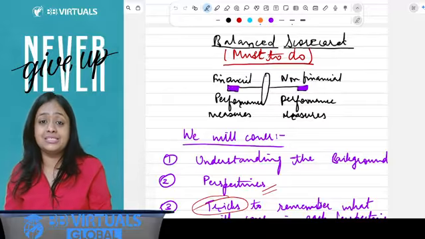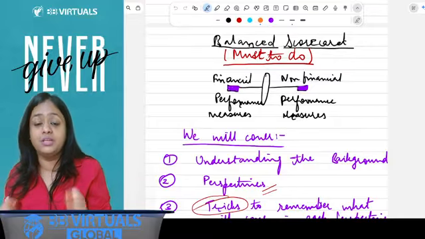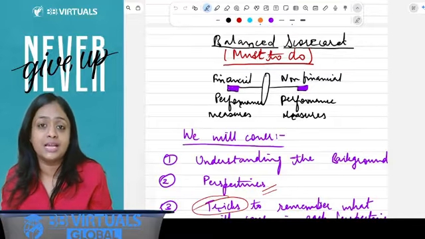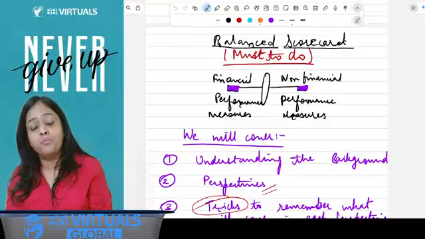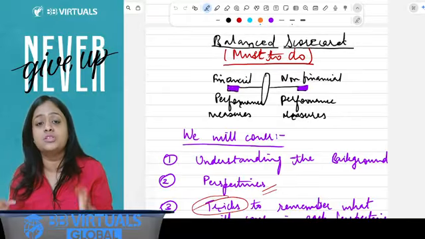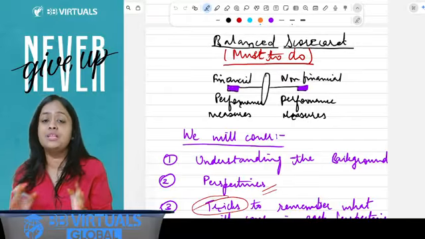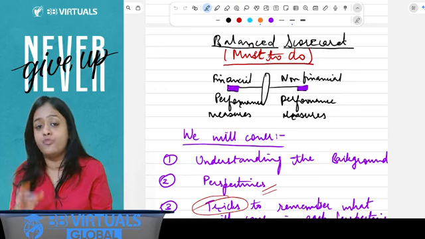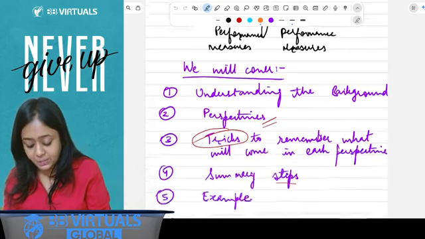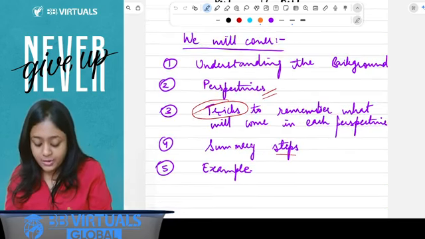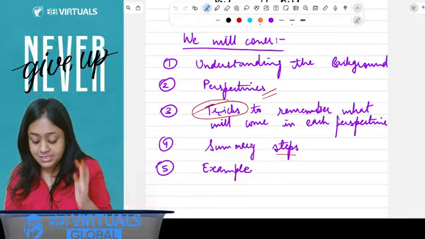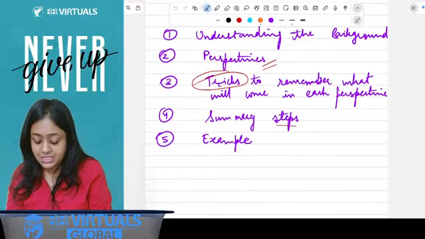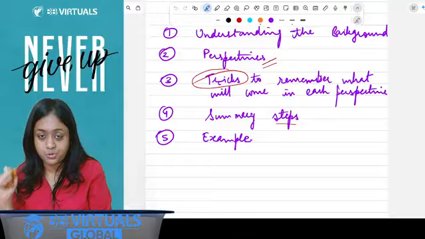So understand that to ensure that the overall success of the organization is there, it's very important for the managers and the management to have the all-round improvements and all-round success, which means to take into account the financial performance measures as well as the non-financial performance measures. Here we cover in balance scorecard what is the understanding, perspectives, and some quick tips to remember.